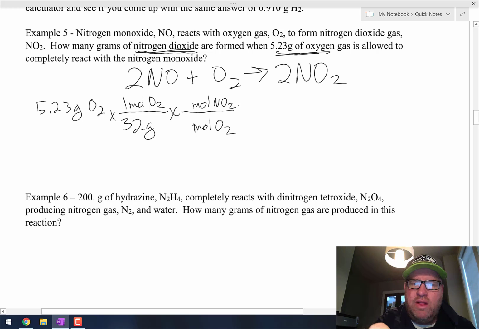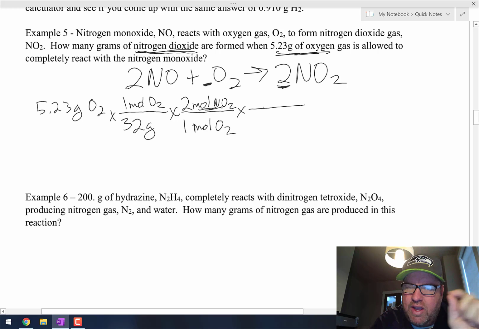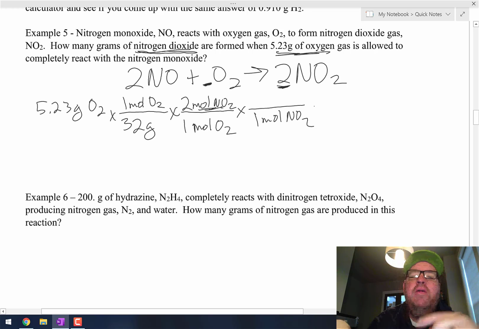Now I'm going to go to the balanced equation. The balanced equation tells me that 1 mole of oxygen will produce 2 moles of NO2. So 1 mole of oxygen will make 2 moles of NO2. And now my last step is, again, remember, whatever's here has to come down here. And here's where it's really easy to write a 2 down here. Don't do it, like I just told you. Anytime you're using the molar mass, it's always 1 mole of NO2. Remember, the numbers don't move, the units move.